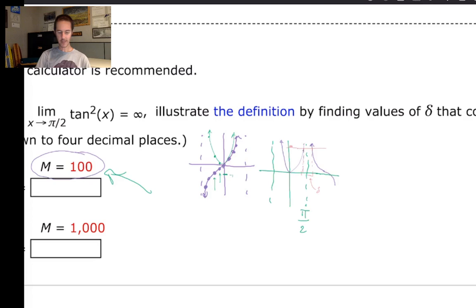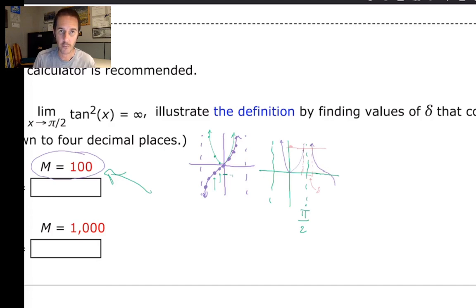Yeah, you just have to set tan squared of x equal to 100 and solve for x. Take the square root of both sides, take the inverse tan of both sides. Make sure you're in radian mode. You're going to get a nasty looking radian value, and then you've got to find the difference between that and pi over 2. Piece of cake.